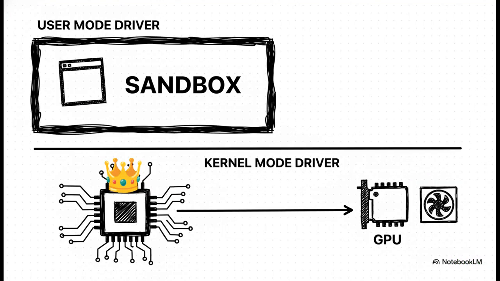Okay, so first up, you've got the user mode driver, or UMD. This guy lives in a safe, sandboxed space right alongside your apps. Its main job is to do all the translation work. Then you have the kernel mode driver, or KMD. This one runs deep in the heart of your operating system. It's got privileged access, and it's the one that directly commands the hardware. This split is absolutely critical for keeping your system stable, as we're about to see.